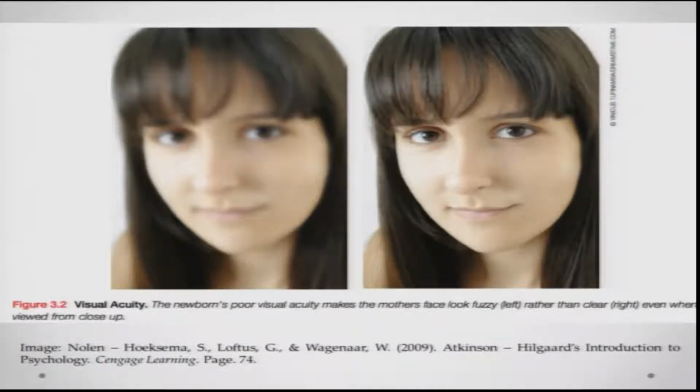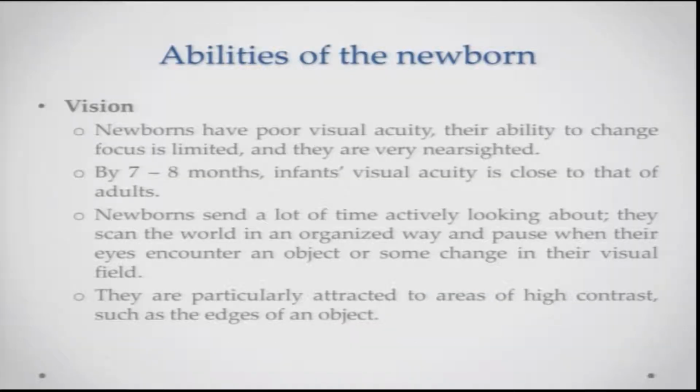This basically mirrors what kind of resolution the newborn is really looking at, so the slightly blurred picture is what the newborn is actually getting. You can think of visual acuity in terms of resolution. The resolution that the child has with respect to whatever he is seeing in the world is slightly poorer. By 7 to 8 months, an infant's visual acuity is close to that of adults. So it takes around 7 to 8 months for the child to go from a slightly hazy, blurry vision to the proper, clearer vision that adults have.